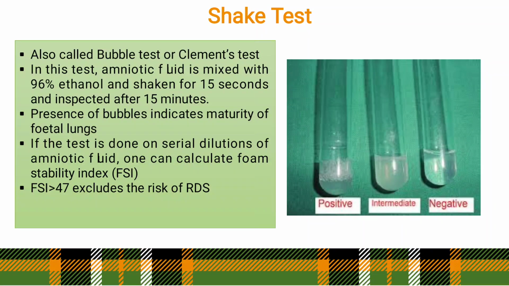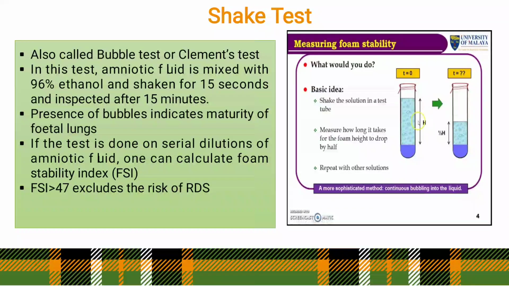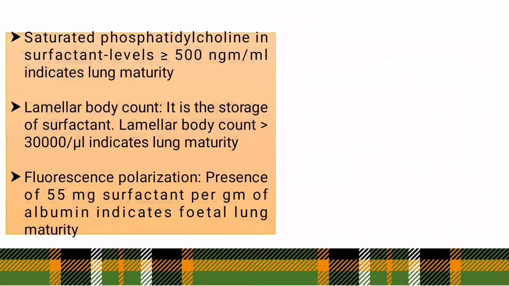Now if the test is done on serial dilutions of amniotic fluid, one can calculate the foam stability index. It measures how long it takes for the foam height to drop by half. So if the FSI is more than 46 or 47, it excludes the risk of respiratory distress syndrome.